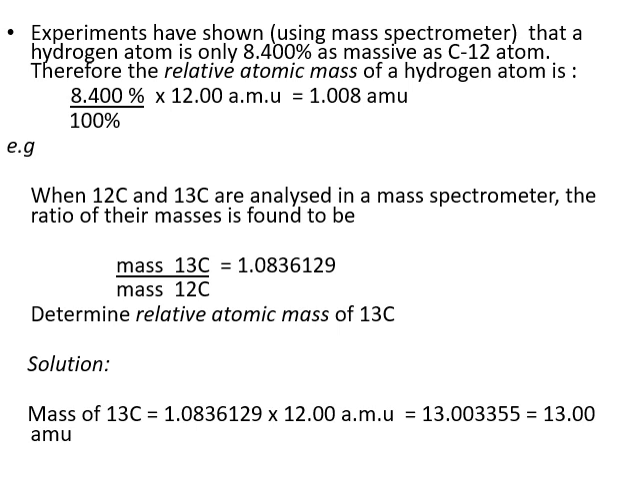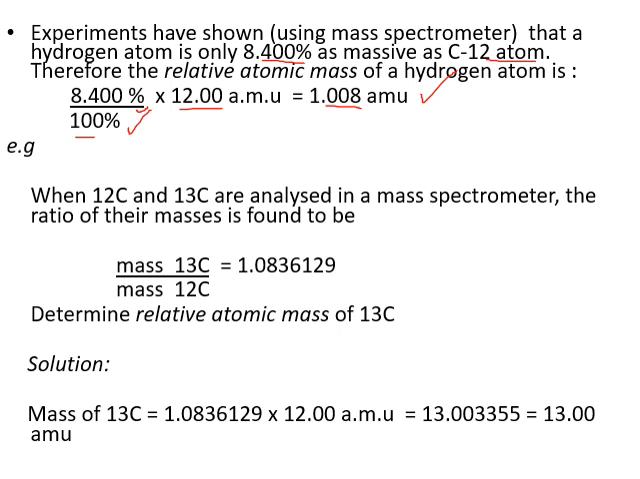Experiment has shown using a mass spectrometer that the hydrogen atom only consists of 8.4% of the mass of the C12 atom. Therefore, the relative atomic mass of the hydrogen atom is, in order to calculate the AMU, you have to put the percentage over 100%. If you're given the percentage, you put 8.4 over 100 times 12 AMU, which is equal to 1.008 AMU. So this is the significant figures that you put in.